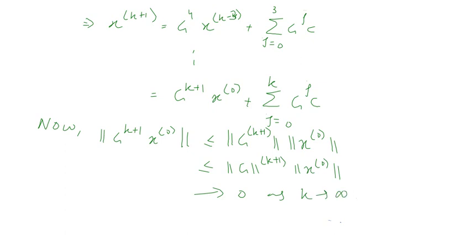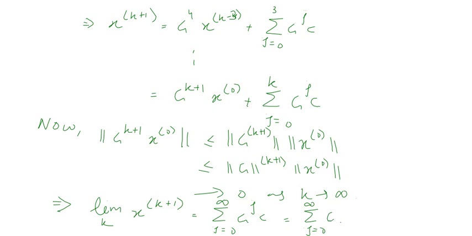So in the limiting case, the limit of x of k plus 1 equals the summation over j equals 0 to infinity of G to the power j c. The first term tends to 0, and if you recall, this is nothing but the summation over j equals 0 to infinity of G to the power j, times c. If you recall the Neumann series, this equals (I minus G) inverse c.